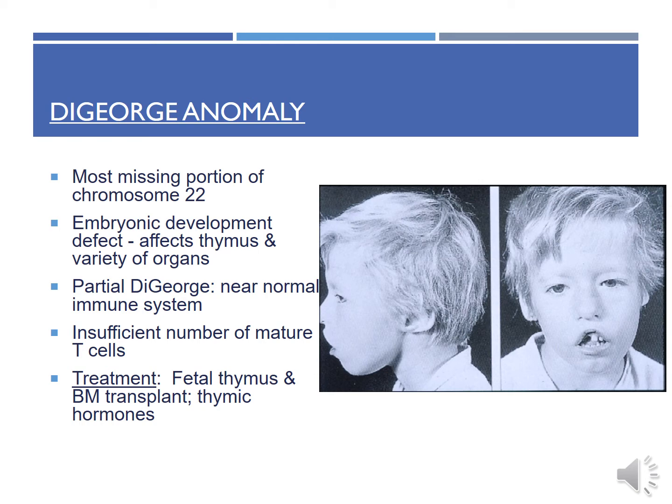If you do not know what pharyngeal pouches are, these are structures that include the middle ear cavity, palatine tonsils, the thymus, parathyroid glands, etc., that develop in the neck region, and this is what helps develop the thymus. So people with DiGeorge anomaly are missing a portion of chromosome 22, on the q11 region of chromosome 22.